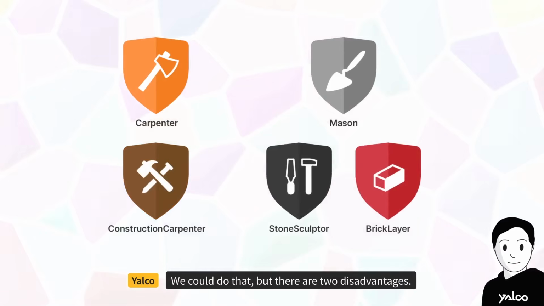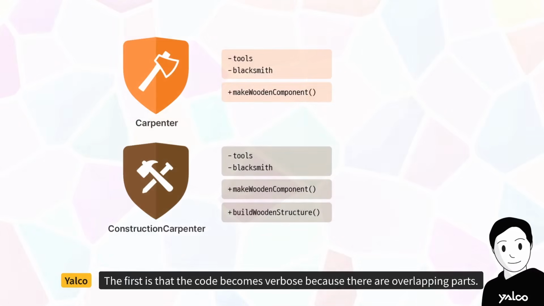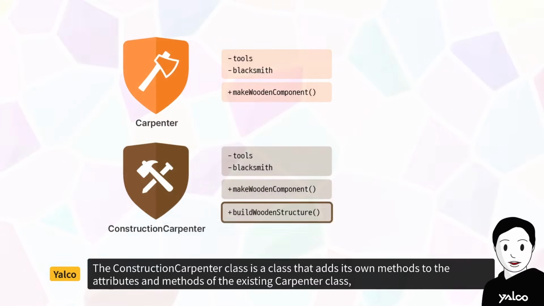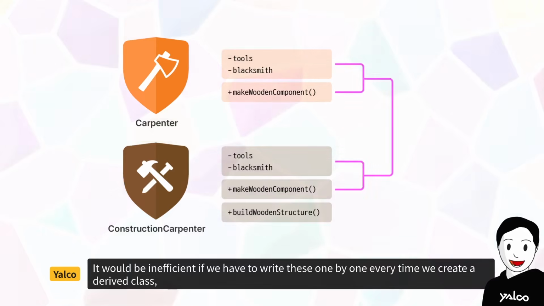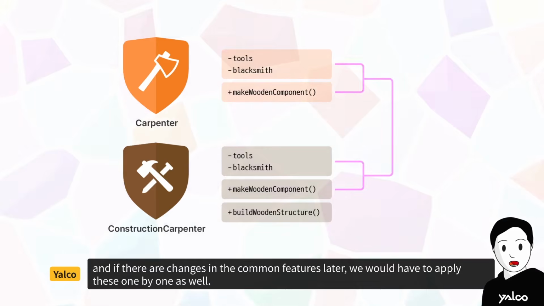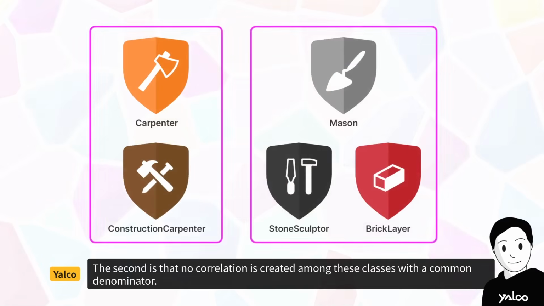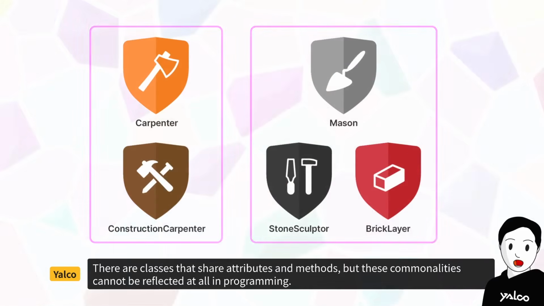We could do that, but there are two disadvantages. The first is that the code becomes verbose because there are overlapping parts. The construction carpenter class is a class that adds its own methods to the attributes and methods of the existing carpenter class. Hence, there is such duplicated code. It would be inefficient if we have to write these one by one every time we create a derived class, and if there are changes in the common features later, we would have to apply these one by one as well. The second is that no correlation is created among these classes with a common denominator. There are classes that share attributes and methods, but these commonalities cannot be reflected at all in programming.